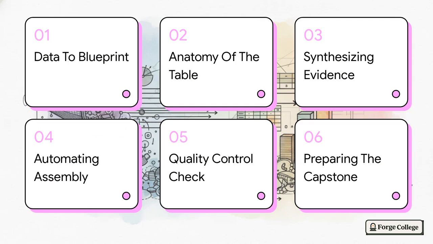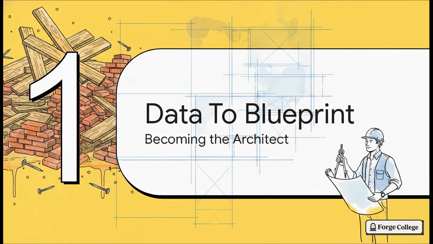All right, here is our engineering schematic for today. We'll go from data to blueprint, break down the anatomy of the table, synthesize the evidence, automate the assembly, do a strict quality control check, and finally, prepare the capstone. Let's get to work. Section 1. From data to blueprint. It's time to become the architect.